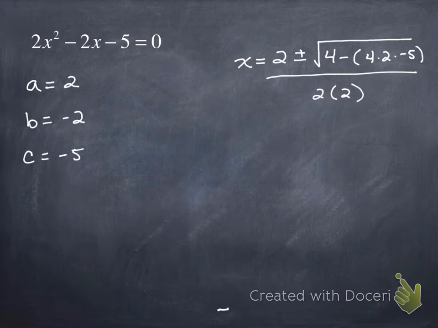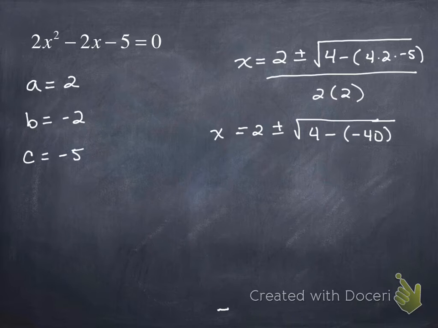So it's a mess, but we're going to clean it up. So I've got x equals 2 plus or minus the square root of 4 minus parentheses 4 times 2 times negative 5. 4 times 2 is 8. So this ends up being negative 40, all over 2 times 2, which is 4.